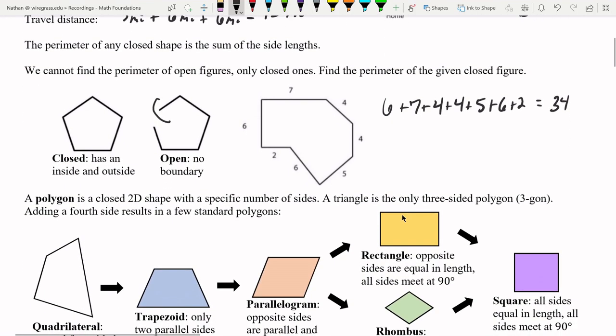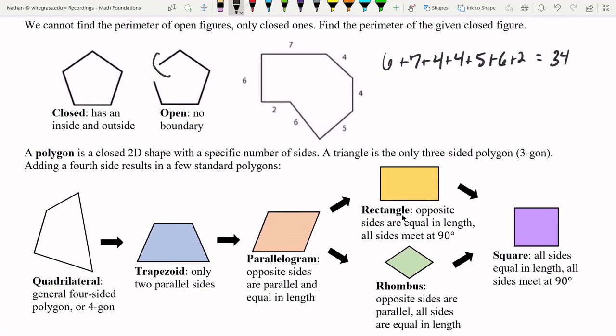Now, a polygon is a closed two-dimensional shape. So a two-dimensional shape is going to have length and width. It's going to fit on a plane, which is just a flat surface. And a polygon has a specific number of sides that we talk about. A triangle is the only three-sided polygon, or also called a threegon, since it's got three sides and it's a polygon, threegon. That's just a simpler way of saying it.